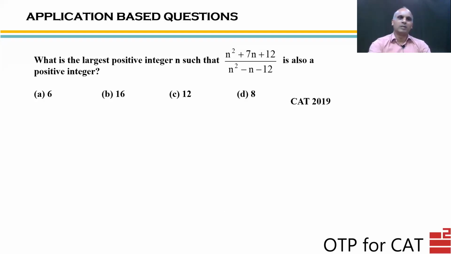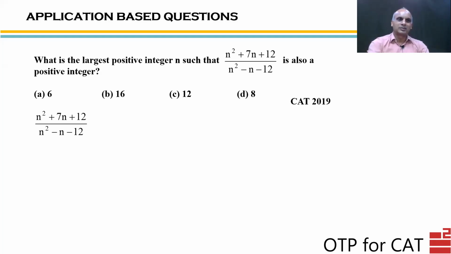Okay, let's try now one more problem, and that is the CAT 2019 problem. Find the largest value of n with this property. How do you go about this? I feel that students will normally be inclined to put the value of n from the options, and whichever is the largest of the options which gives you the expression's value as an integer will be the answer. But that can be calculation intensive.